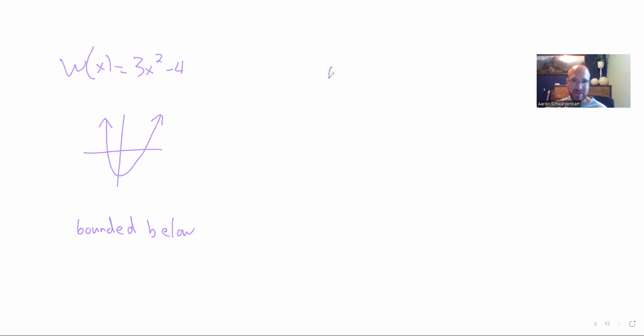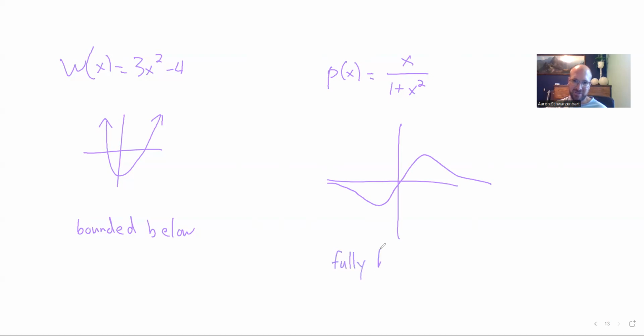My next one, p of x equals x over 1 plus x squared. This is kind of an interesting graph. And this is fully bounded. So again, we don't have to find the points for boundedness. There's other things that we'll have to find the points for, but not for this. You can just say above or below.